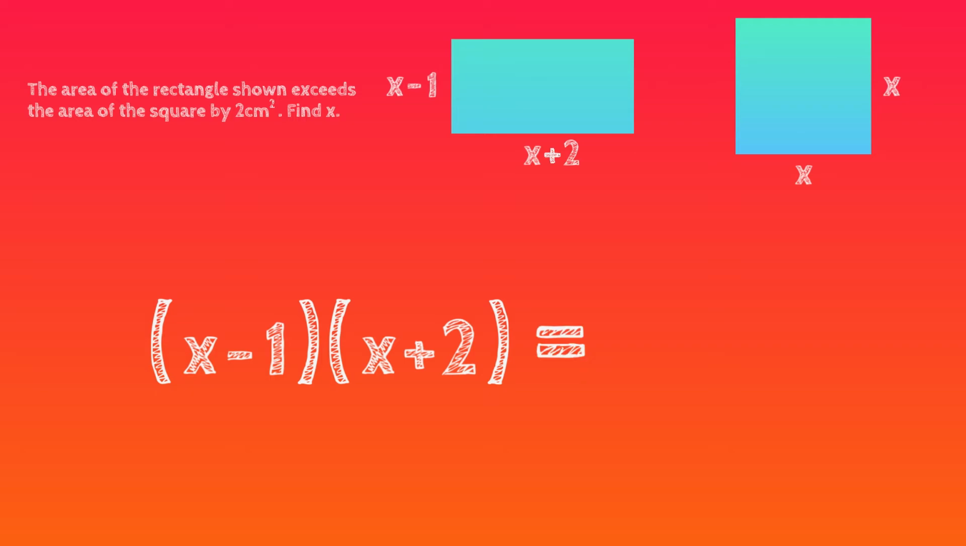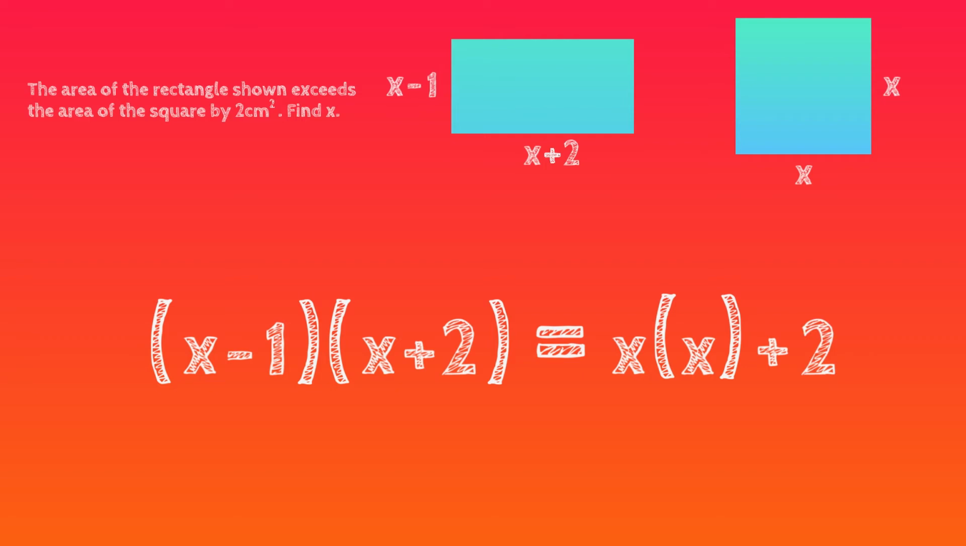It's equal to, it says it exceeds the area of the square by 2 square centimeters. So we are going to look at the square, and the area of the square is length times length. So it becomes x times x, which is x open bracket, x close bracket. Then it exceeds. It means it goes over. So when it exceeds, we use a plus sign to explain that, by 2 square centimeters. So we say plus 2.